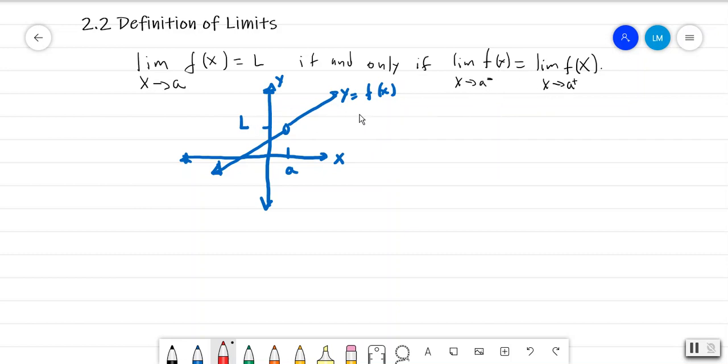Because there's an agreement between the left and the right, we should just say left, that way you don't get confused with L. Since there's an agreement upon the left and right limit, then we know that this limit does exist and that it equals L. Otherwise, if it doesn't match up, then we say that it doesn't exist.